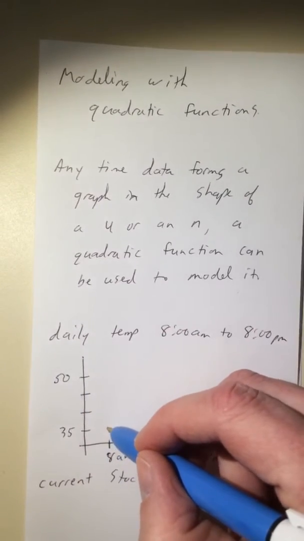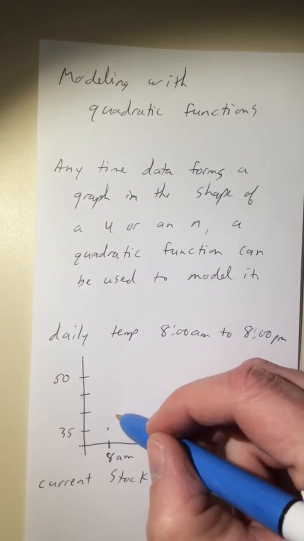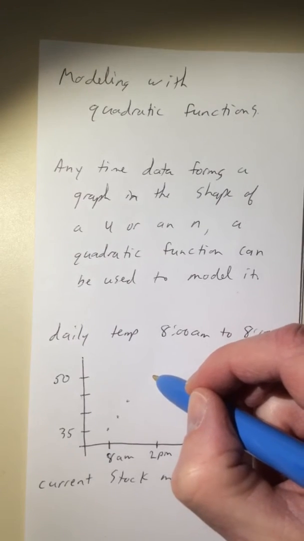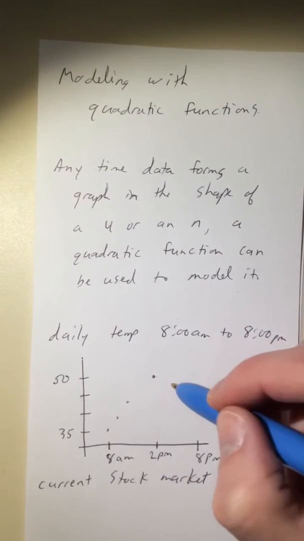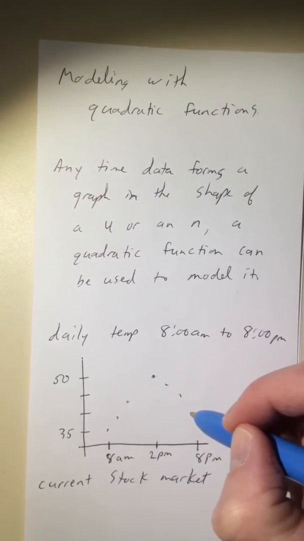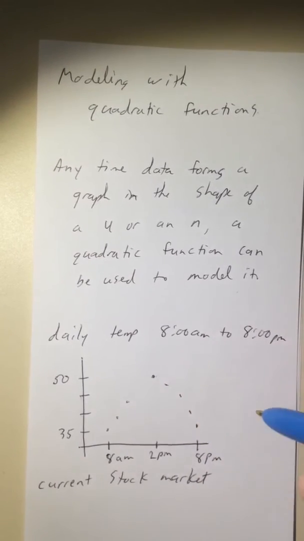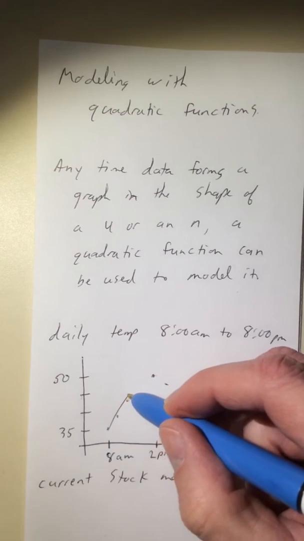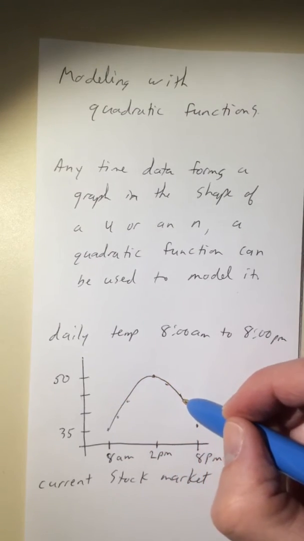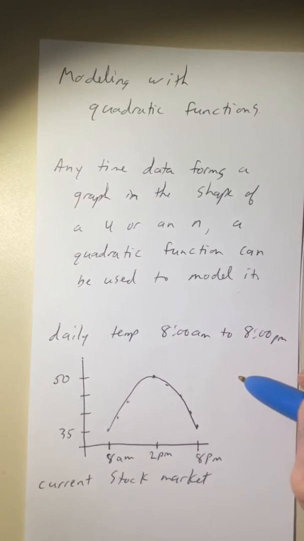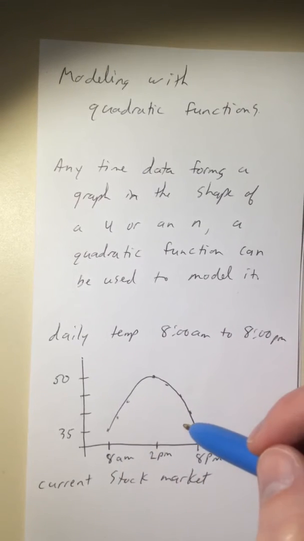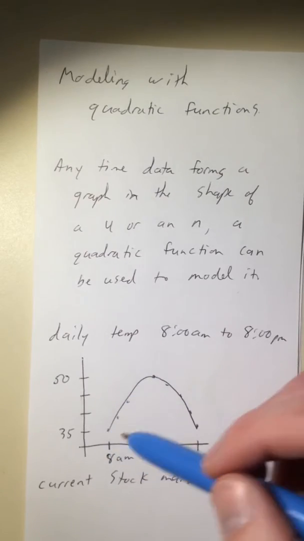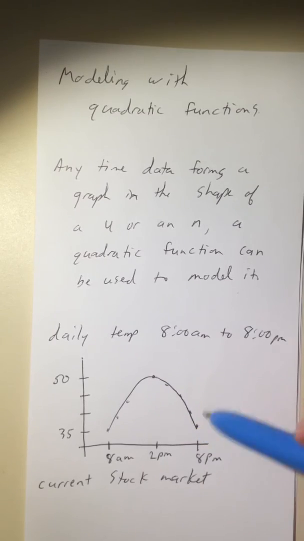And so we start here at 35. A little later, it's a little higher, and it just gradually gets higher until maybe we take another temperature check at 2 o'clock. And we take some more temperature checks, and we get back down to about 35 at 8 p.m. If we connected the dots here, more or less using a parabola, we can see that we're going to get most of the dots onto our parabola. So a quadratic function is a great way to model something that has a peak. We have a low point, we have a peak, and then we have a low point again.